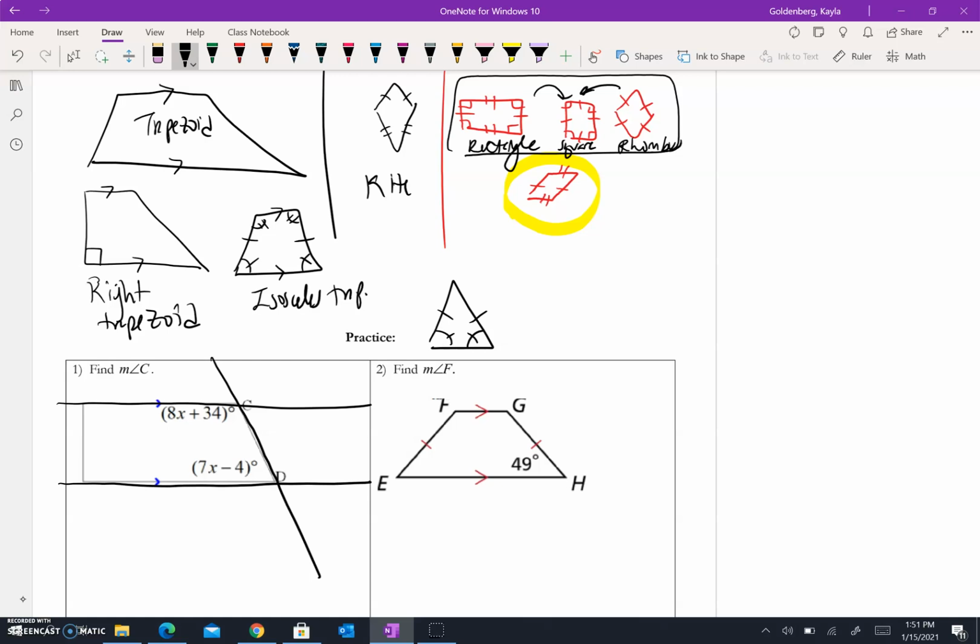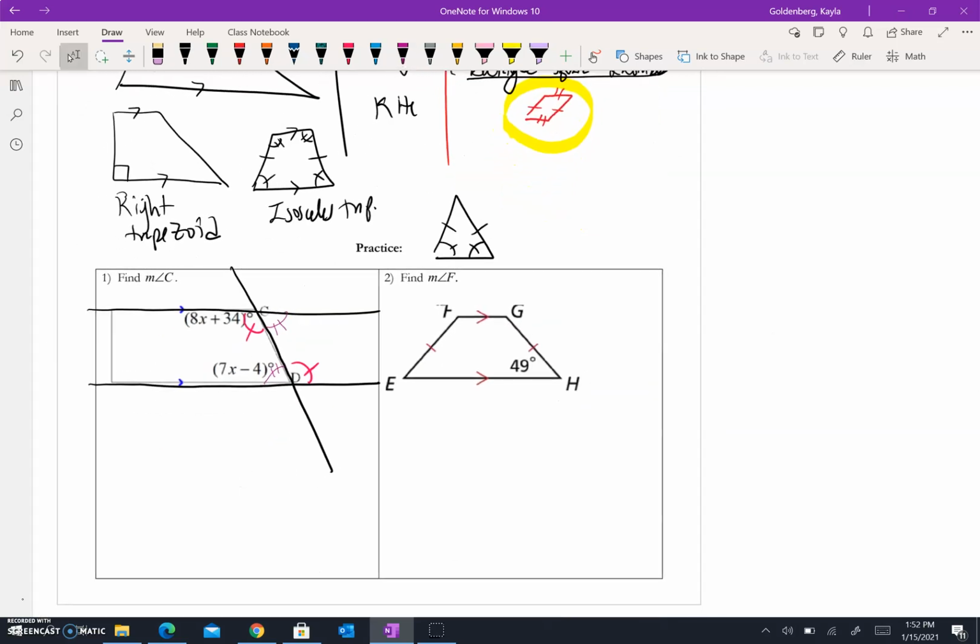You don't really have to remember that term. You just might recognize it. Remember, we did see that these angles were equal, right? And these angles were equal. And remember, the two angles next to each other added to 180. So that means that the pink angle and the purple angle, any pairing of those would add to 180. So that is why we're allowed to assume that 8x plus 34 plus 7x minus 4 equals 180.